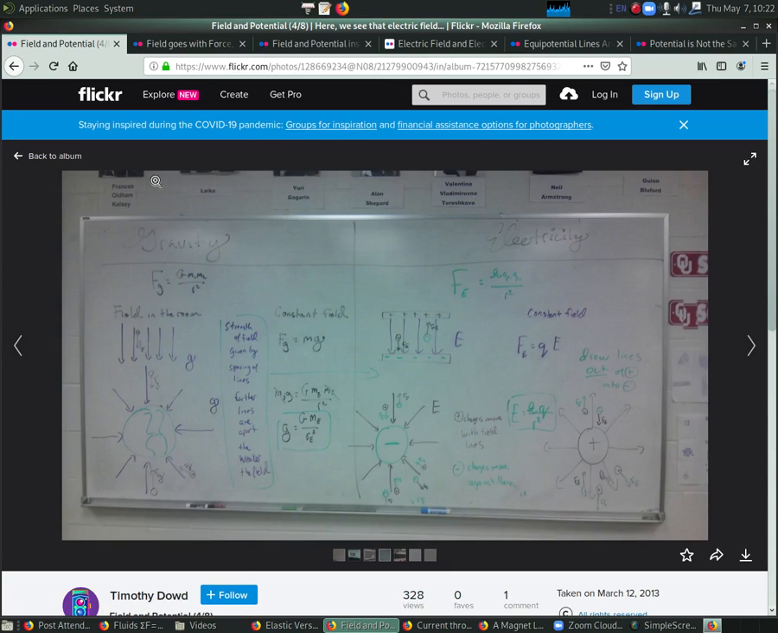We spent a fair amount of time talking about the electrostatics unit. I feel like there's a lot of vocab here. But the key thing to understand is fields have to do with forces.